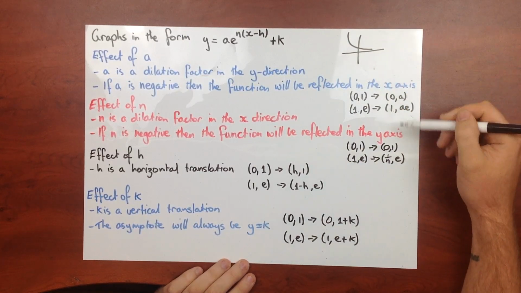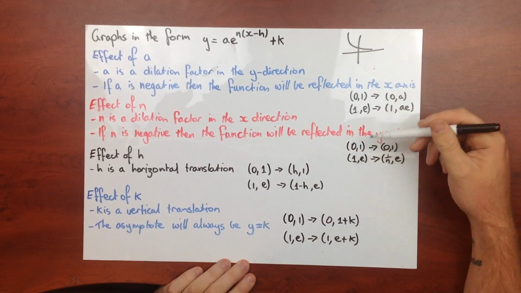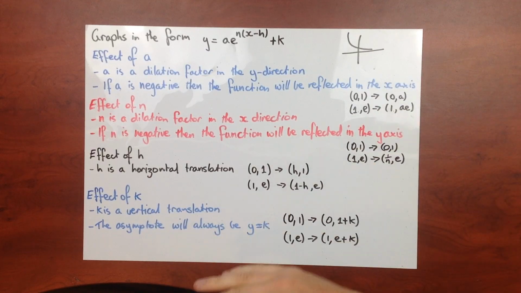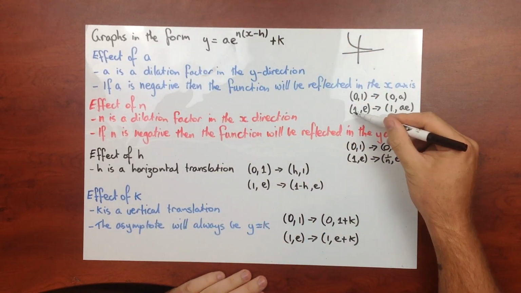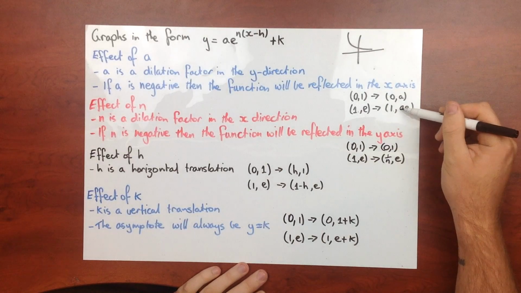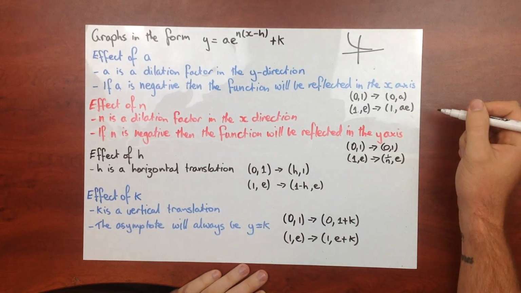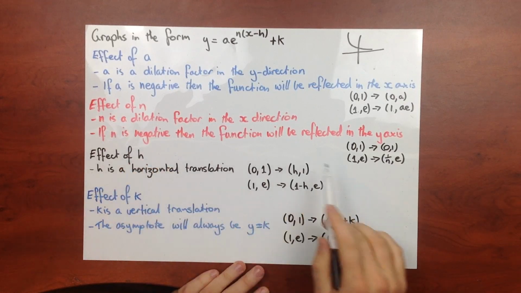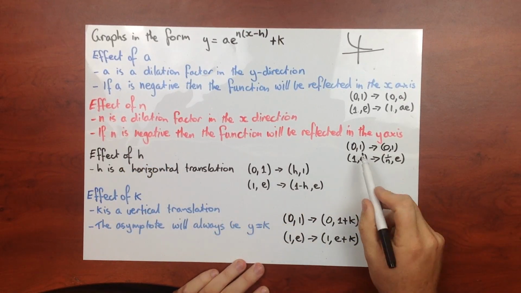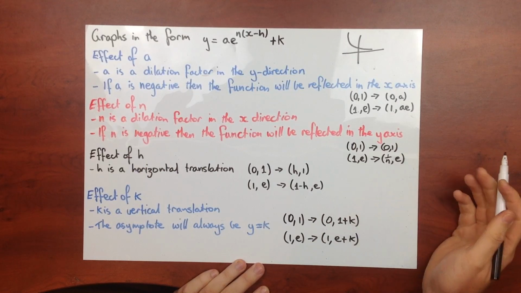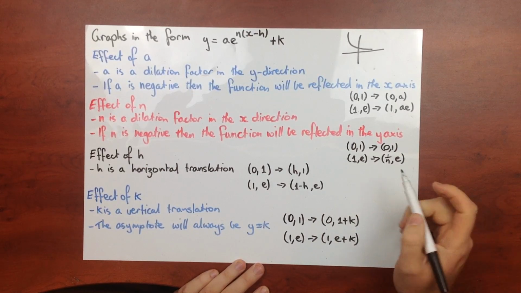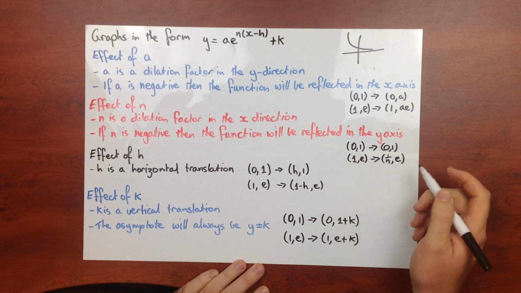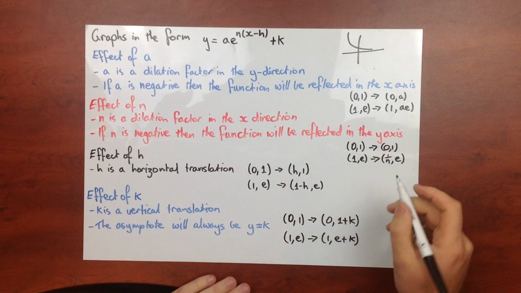I forgot to mention what happens to the couple of points that we've got here. For the effect of a, the point (0, 1) is going to become (0, a), stretched out that way, and the point (1, e) is now going to become (1, ae), because we're multiplying it by that a value. For our n value, the point (0, 1) is still going to be (0, 1), not impacted at all by this one, but the point (1, e) is going to become (1/n, e), as it's being stretched out this way.